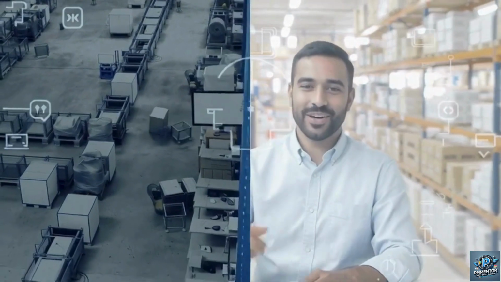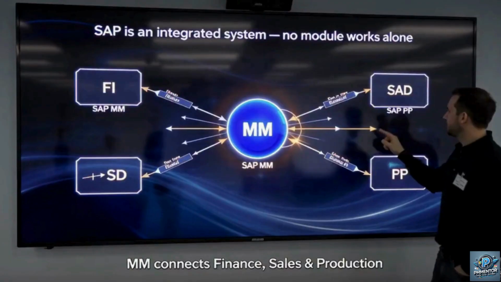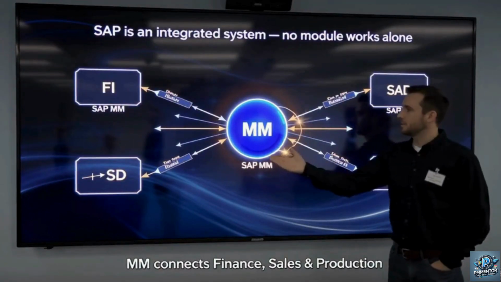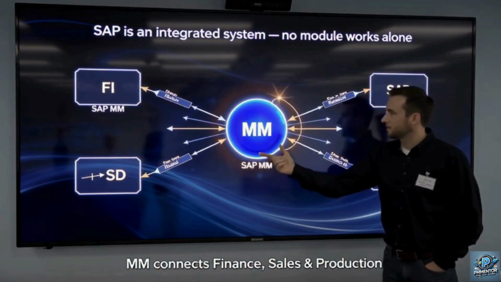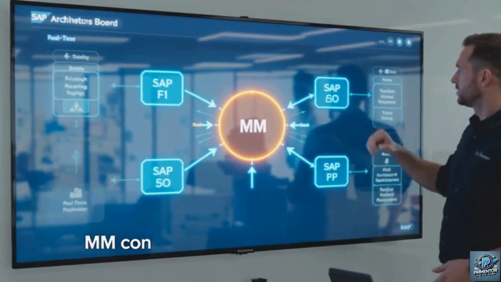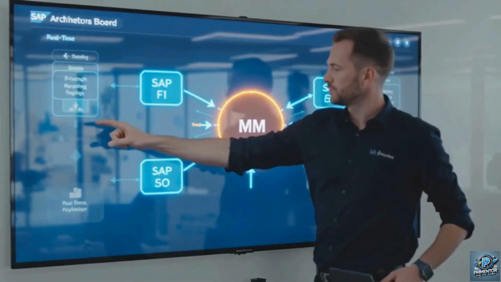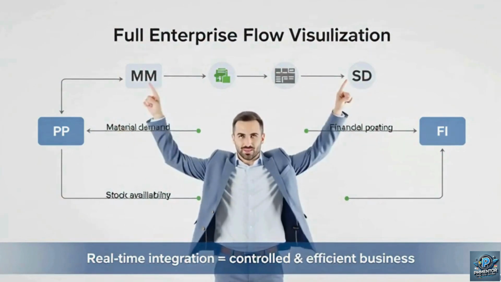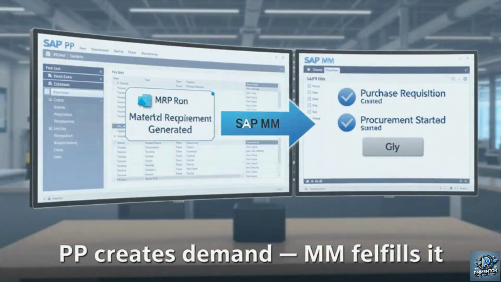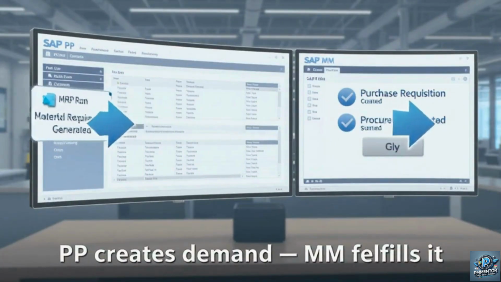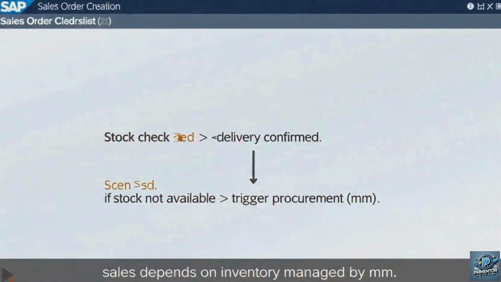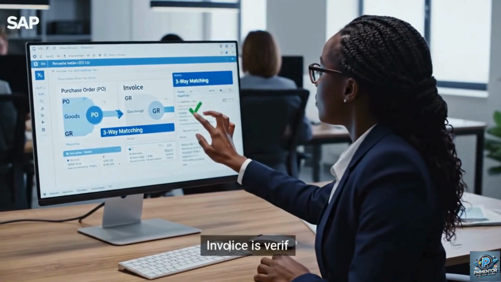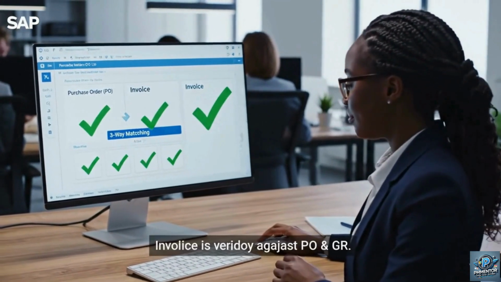Now, let's move to one of the most powerful aspects of SAP MM, integration with other modules. SAP is designed as an integrated system, which means no module works in isolation. SAP MM is tightly connected with finance, sales, and production. Let's start with FI, finance. Whenever a goods receipt is posted in SAP MM, it automatically creates an accounting entry in FI. Similarly, when an invoice is verified, it impacts accounts payable, so every procurement activity has a financial impact.